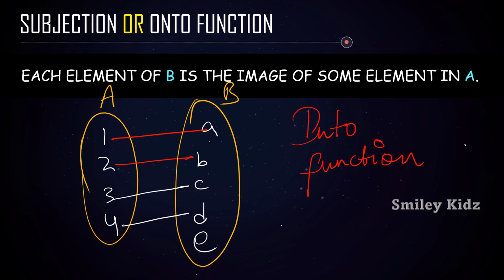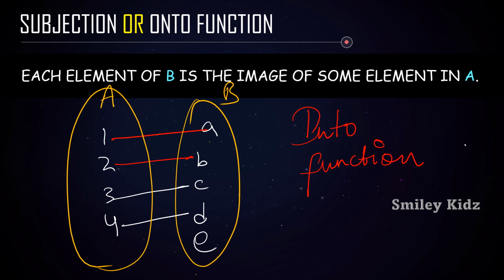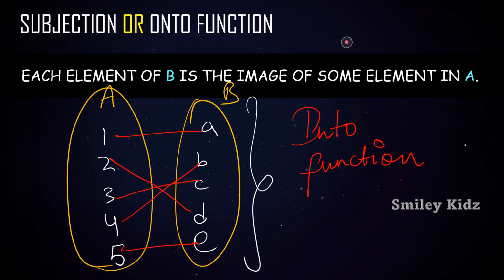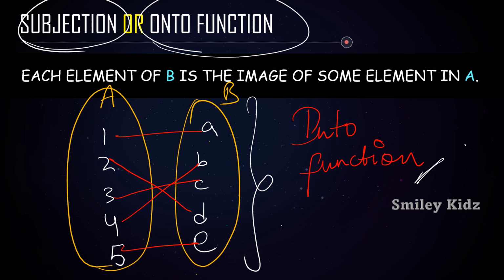Now in order to make it a surjective function, I display my 5 here, where I'm going to map it with E. Every element in B is the image of some element in A, isn't it? Now let's suppose I remove this mapping and say my mapping is in this manner. Is this a surjective function? Definitely yes, because every element in B is aligned with some element in A, and that is why we call it a surjective function or an onto function. And the function which is not an onto function is known as an into function.